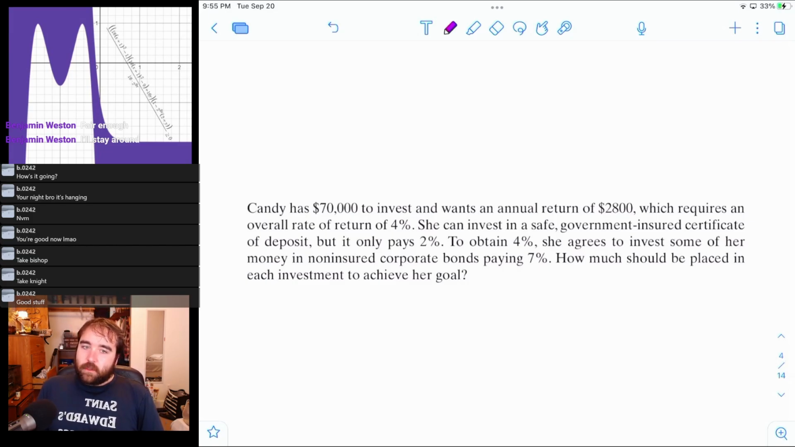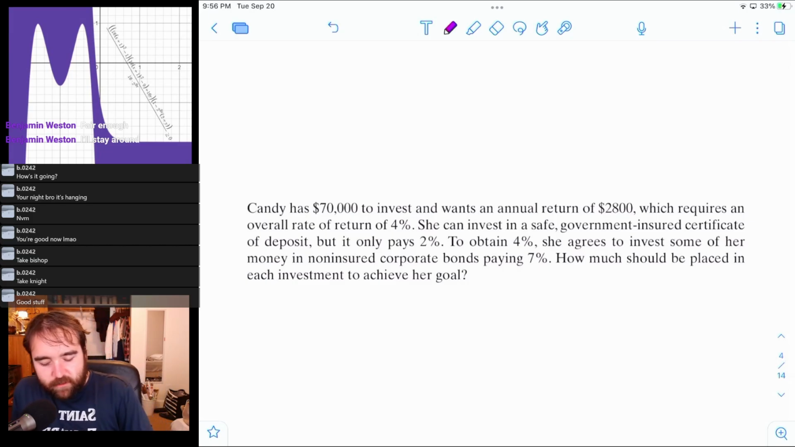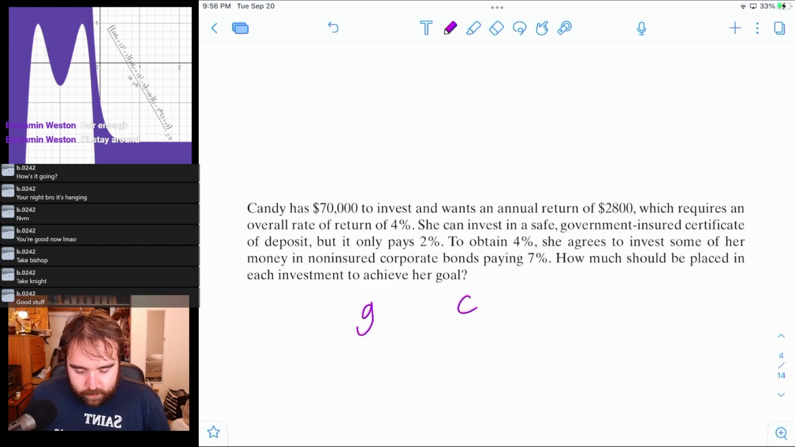Okay, so I would just try to write it up as an equation. So let's see, what do we want to know? How much should be in each investment account? Let's set up our variables first. G and C. G is government bonds, C is corporate bonds.